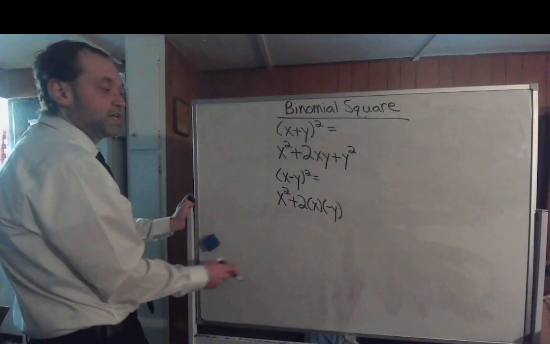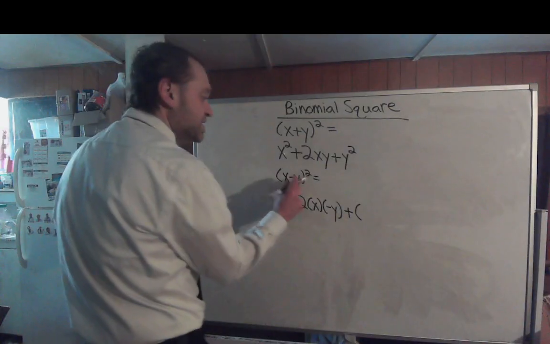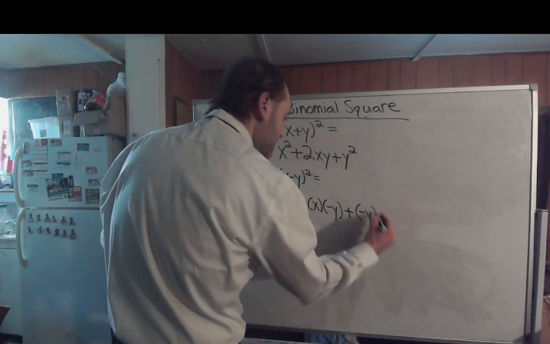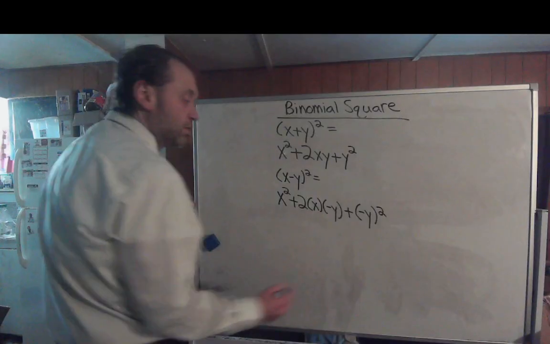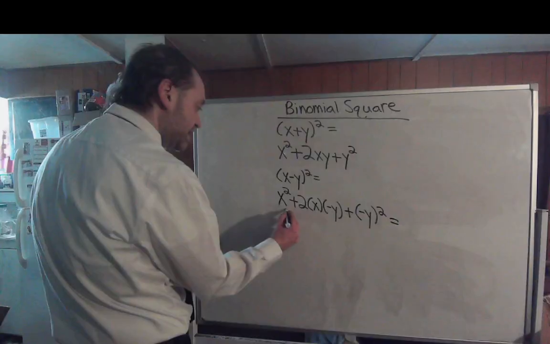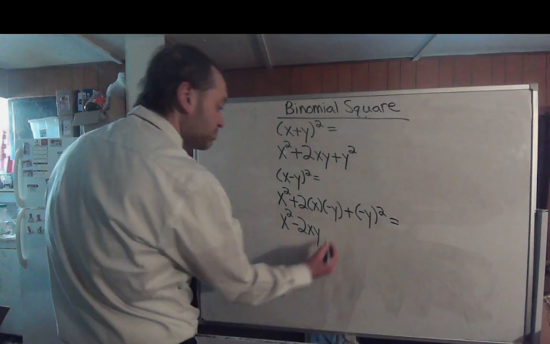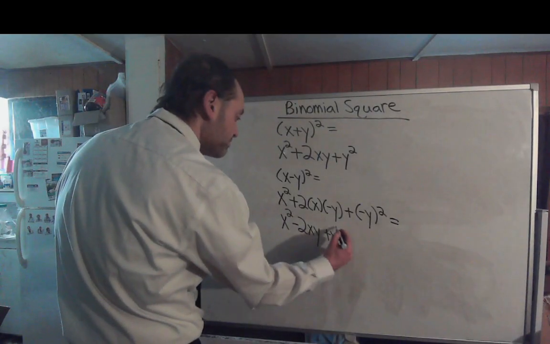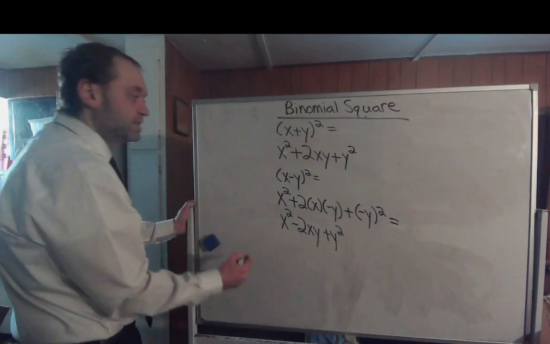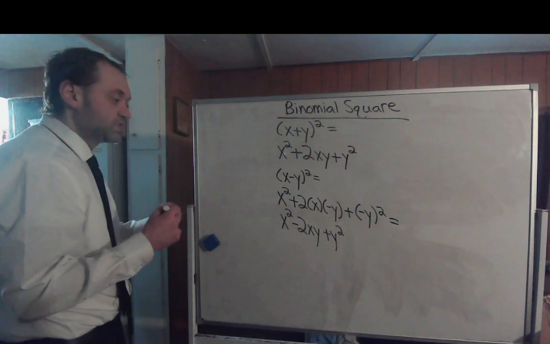And then you'll take plus your last term, which is that negative y, and raise that to the second power. This is all going to simplify into x squared minus 2xy plus y squared. That's exactly what that would simplify into, x squared minus 2xy plus y squared.